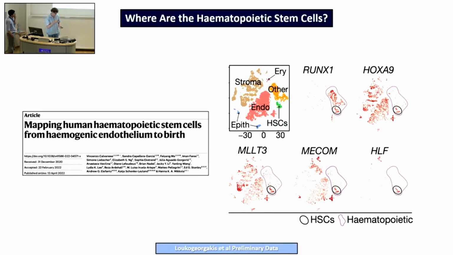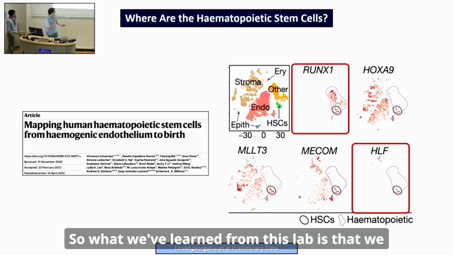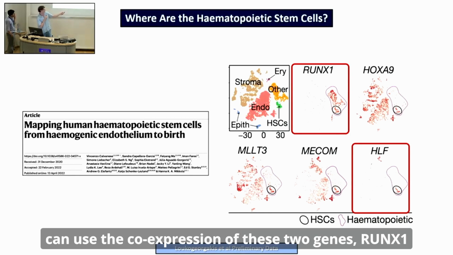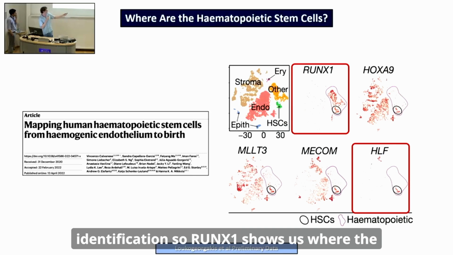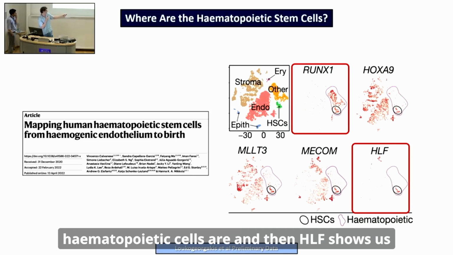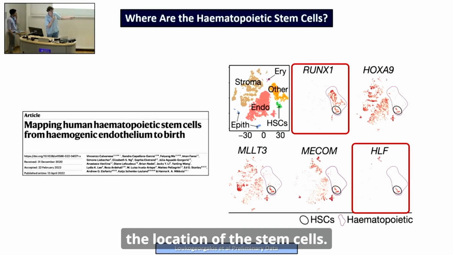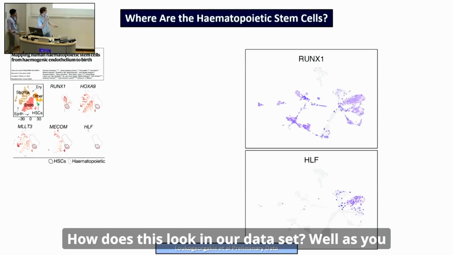And what we've learned from this lab is that we can use the co-expression of these two genes, RUNX1 and HLF, to aid us in our identification. So RUNX1 shows us where the hematopoietic cells are, and then HLF shows us within the hematopoietic cells the location of the stem cells. How does this look in our data set?